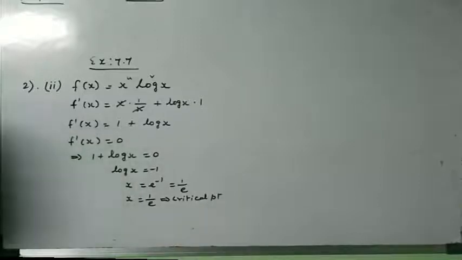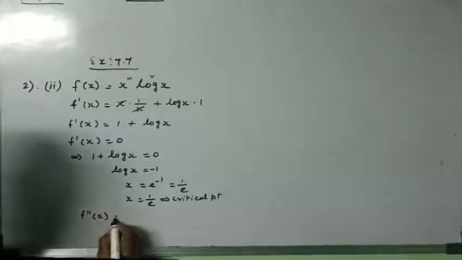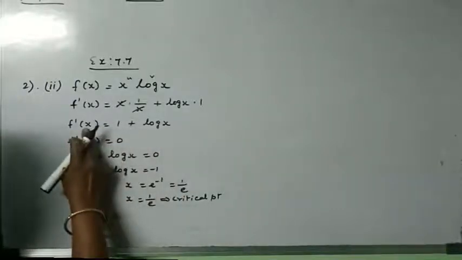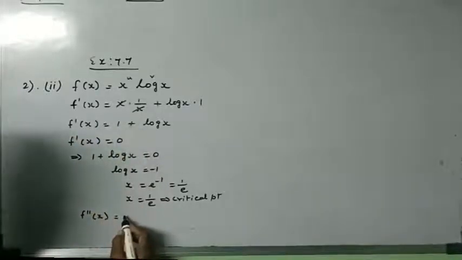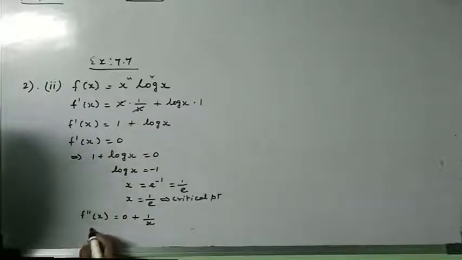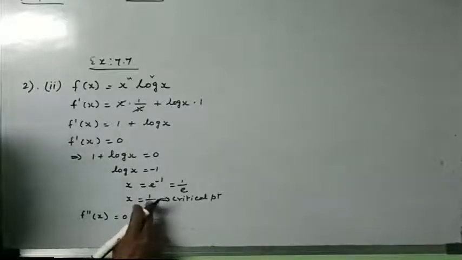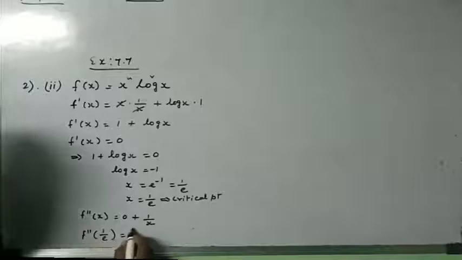or critical number. Now find f double dash of x. So 1 plus log x இங்கிறது தான் f dash of x. இதை இன்னொரு தடவை differentiate பண்ணும்போது 1 differentiate பண்ணா 0 plus log x differentiate பண்ணா 1 by x. So f double dash of x is equal to 1 by x. Now substitute this x is equal to 1 by e. இந்த critical point எடுத்து இதில் substitute பண்ணணும். So f double dash of 1 by e is equal to 1 by, இந்த x க்கு பதிலா 1 by e. So இதை reciprocal எடுக்கும்போது we get e.